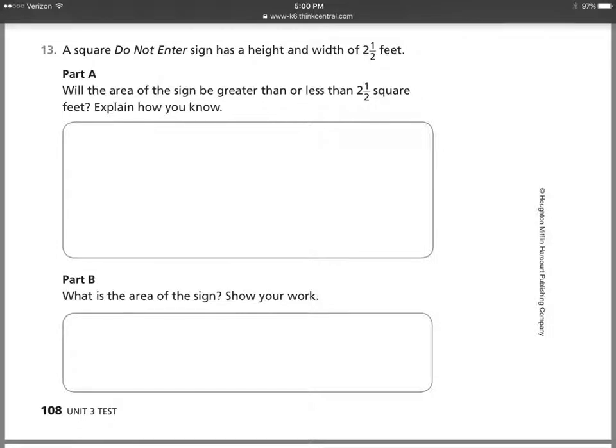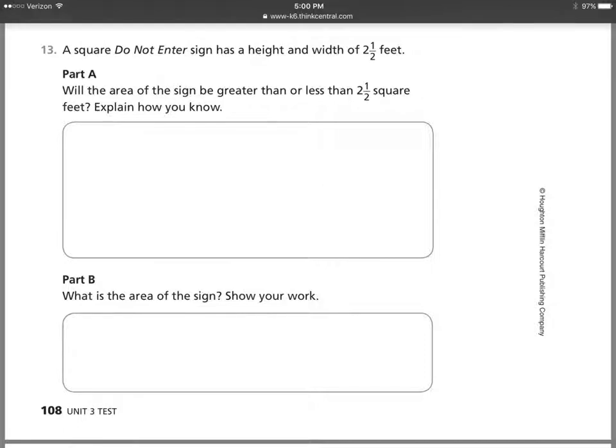Question number 13. A square do not enter sign has a height and a width of 2.5 feet. This would be easy enough to draw. Part A says, will the area of the sign be greater or less than 2.5 square feet? Explain how you know. You may not need to draw this.